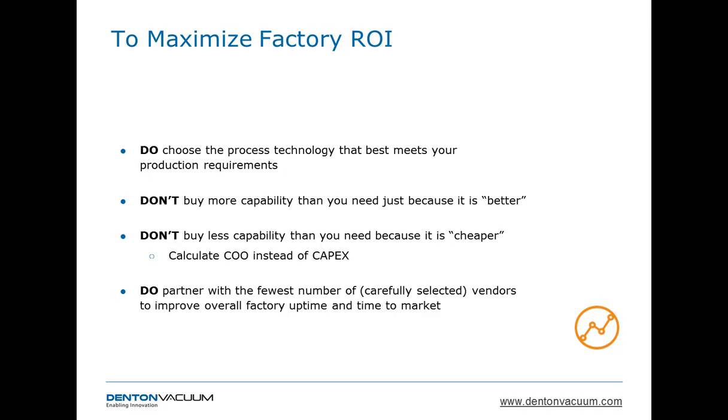So what is our takeaway in all of this? In order to maximize the factory ROI, do choose process technology that best meets your production requirements. But do not buy more capability than you need just because it's better or top of the line or the most flexible. But also do not buy less capability because you need it to be cheaper.